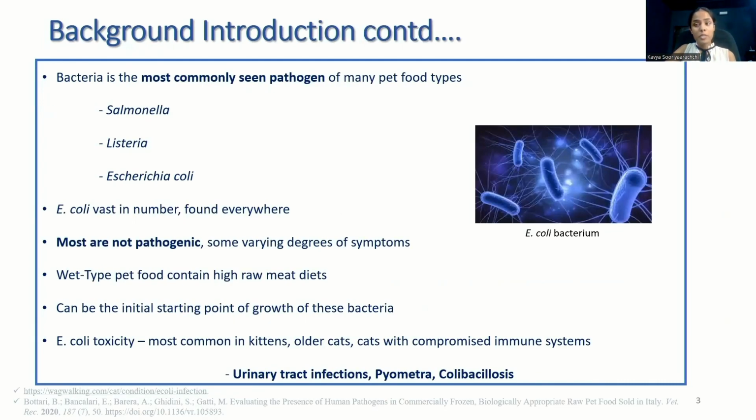Moreover, the E. coli being analyzed in the study is also of importance. Since wet type cat food contains high raw meat diets, the raw meats can facilitate the growth of Escherichia coli, a bacterium commonly associated with meat-based products and known to create toxicities in the host.